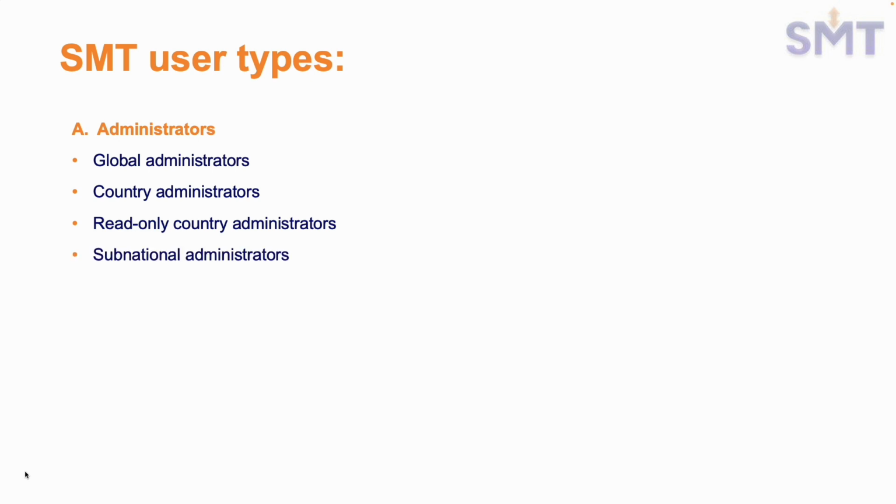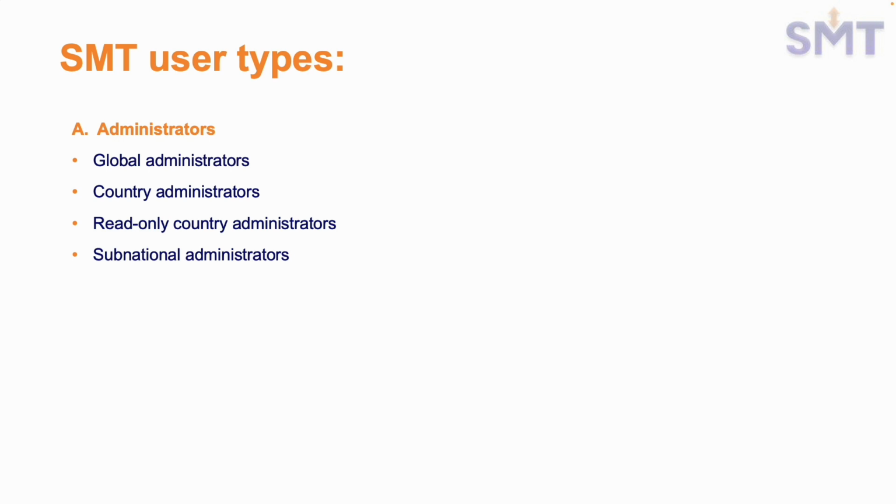And then we have the subnational administrators. So these are users that have access to similar functionalities as the country administrators, but for a specific subnational area. So for example, for a specific region or a specific province. And also these subnational administrators don't have access to the master lists or the country immunization targets, because these are parameters that are managed only at national level.